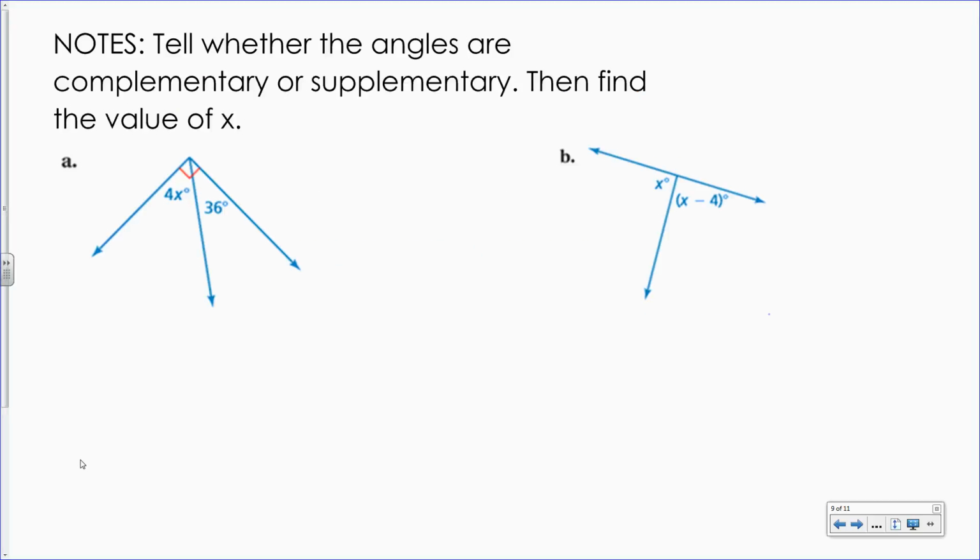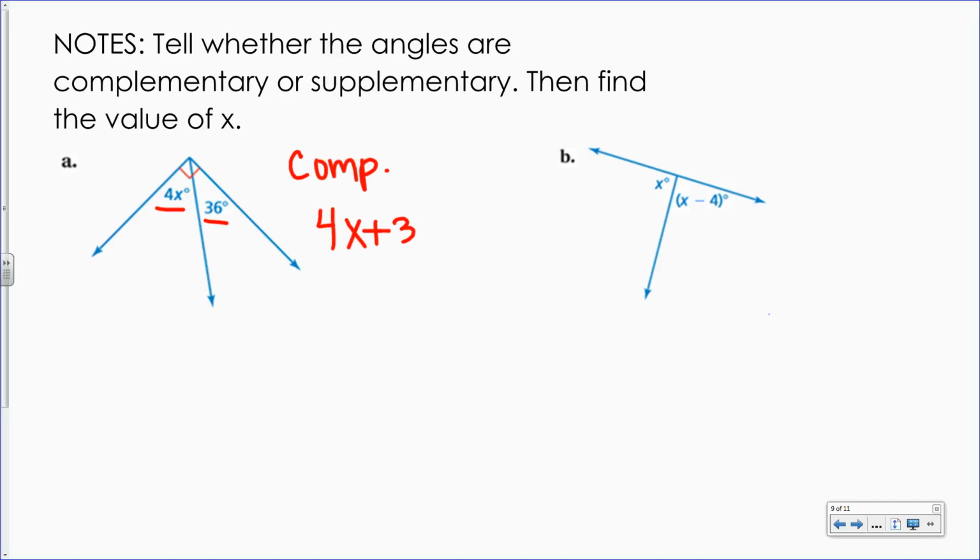So on your notes, you have a couple of problems. It says, tell whether the angles are complementary or supplementary, and then find the value of x. Well, on angle A, is that supplementary or complementary? It's got a little square in it, which shows you that it is a right angle. So you would say that that is complementary, and you can write COMP for complementary. Complementary adds up to 90 degrees. So that means you know that this angle, 4x, plus this angle, 36, has to equal 90. So we write that as an equation.